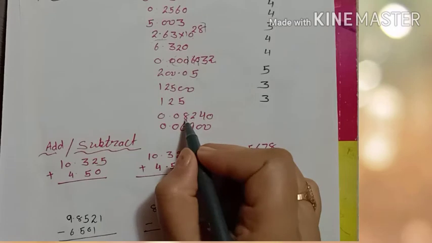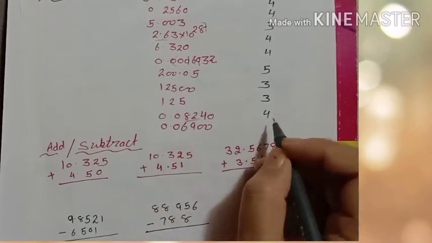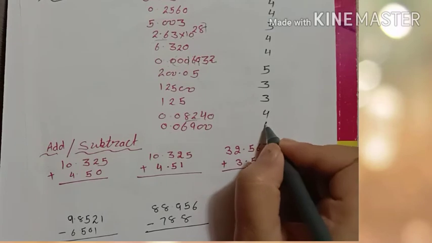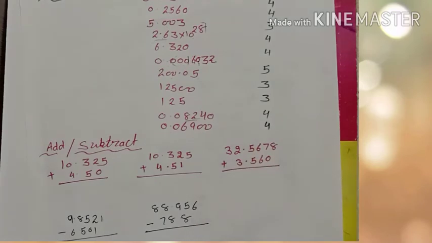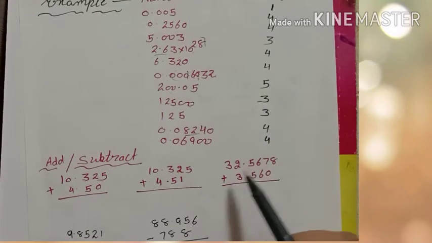0.08240: the significant figures are only 4. 0.06900: the significant figures are 4. Right, so all these are examples for significant figures.